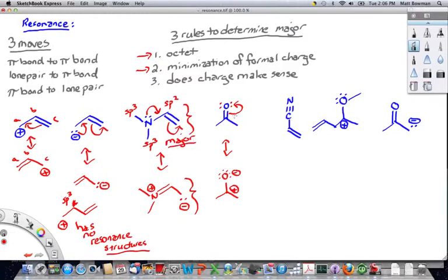Let's take a look at the carbonyl, the ketone. Here we have a neutral oxygen, neutral carbon. All the atoms here have a complete octet. This structure here, we have a C+. A C+ has 6 electrons. By definition, it does not have a complete octet. So anytime you have a carbocation, that's probably not going to be your major structure. Here, complete octet, this is the major structure.